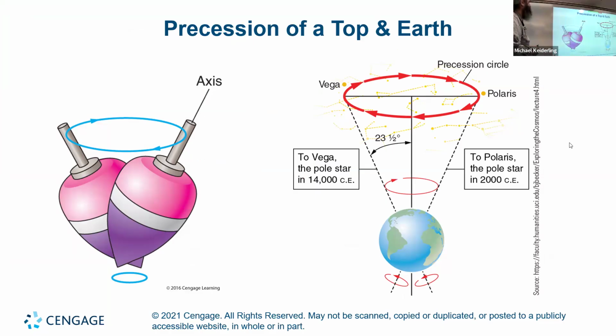Let's look at the precession of the top and Earth. If you see a top, it wobbles, and you'll see its tip as it spins sort of precess about. A similar thing happens with Earth over a period of about 26,000 years. In 14,000 CE, the pole star will change from Polaris to Vega, in some 12,000 years.